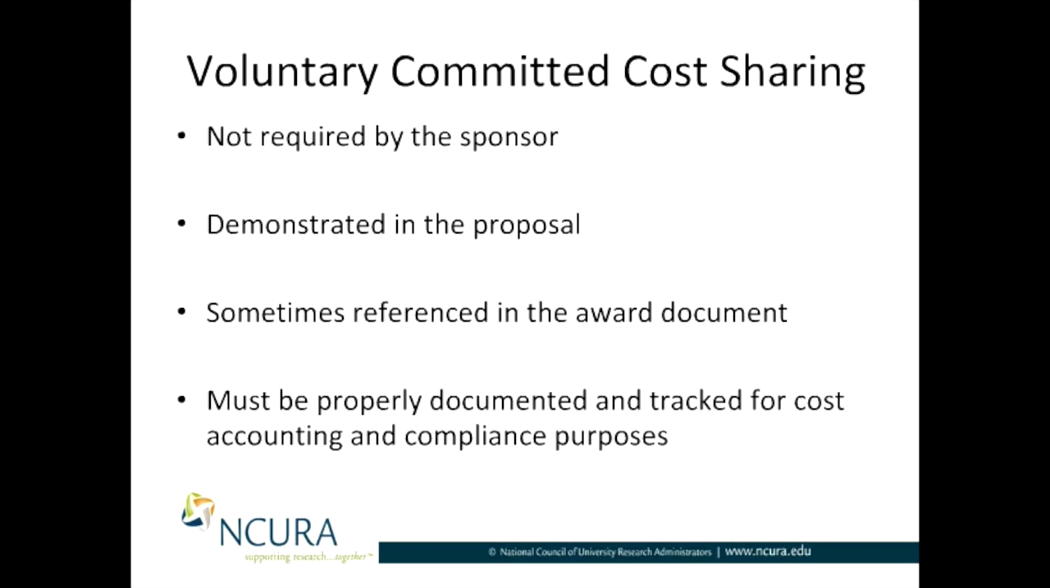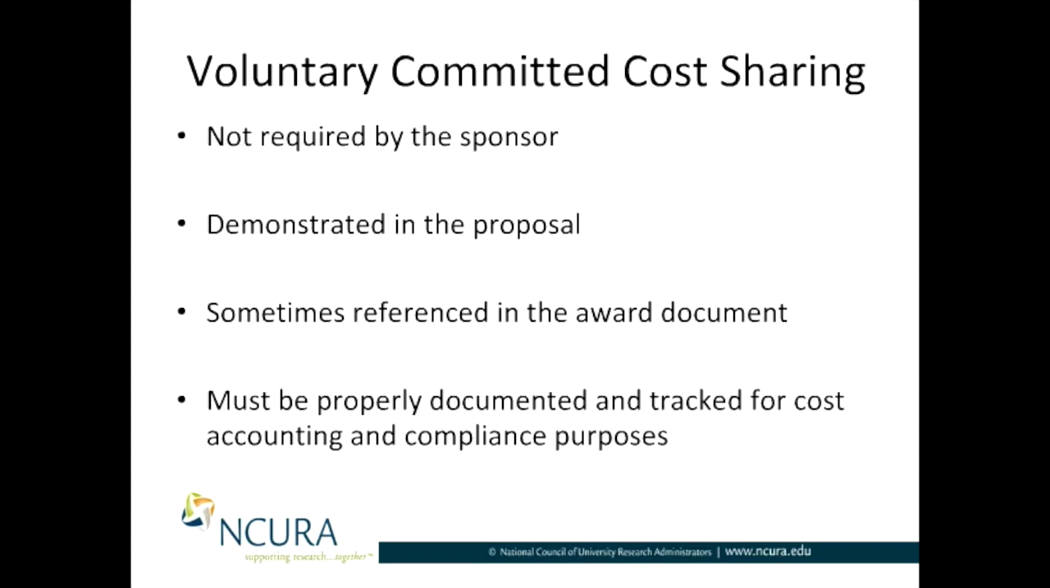Voluntary committed cost sharing is not required by the sponsor, but it's demonstrated in the proposal. And so this is a choice that an institution makes to put cost sharing in. And we can do this in a few different ways, but for something to be voluntary committed cost sharing, it should be demonstrated in the proposal.